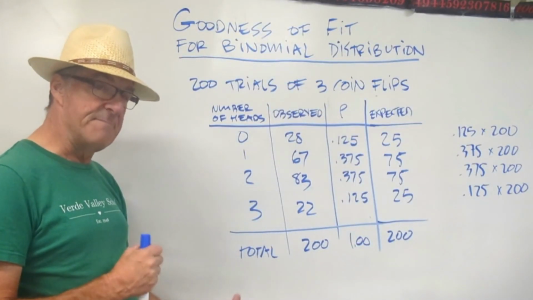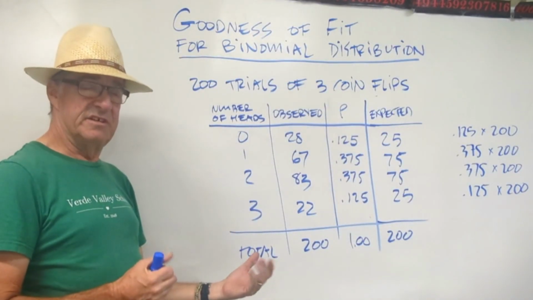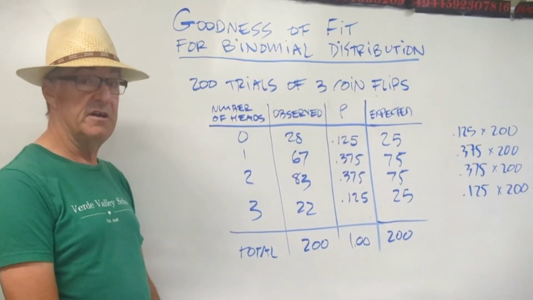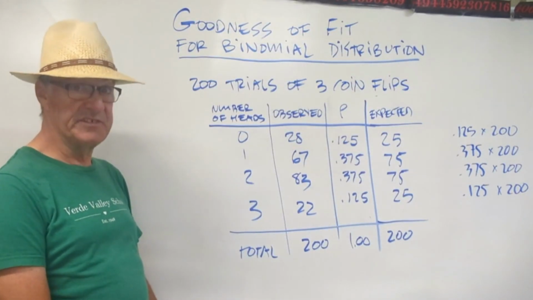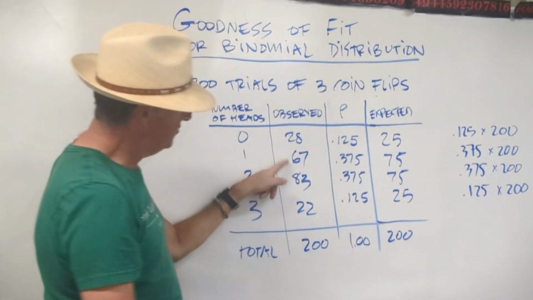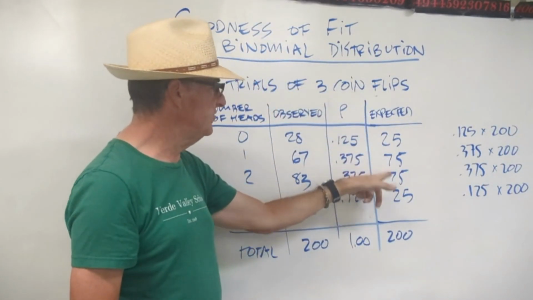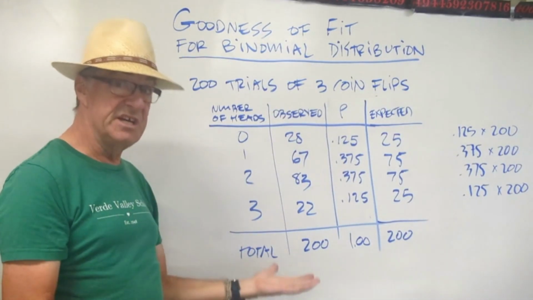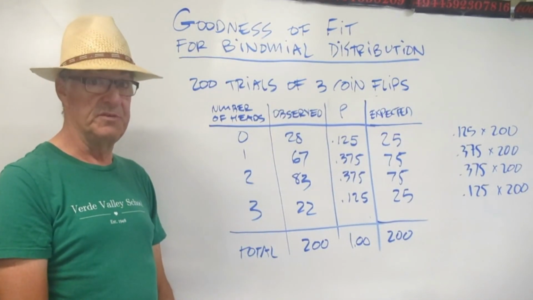Pause the video and think a minute. Make a guess. Does this data follow a binomial distribution or not? And then come back. My guess is yes, because these values are pretty close to those, and then these ones are much higher, close to these. So my guess, before we do our analysis, is that this data does follow a binomial distribution.